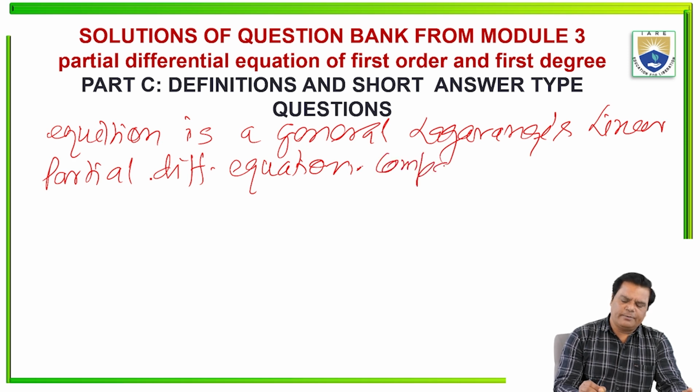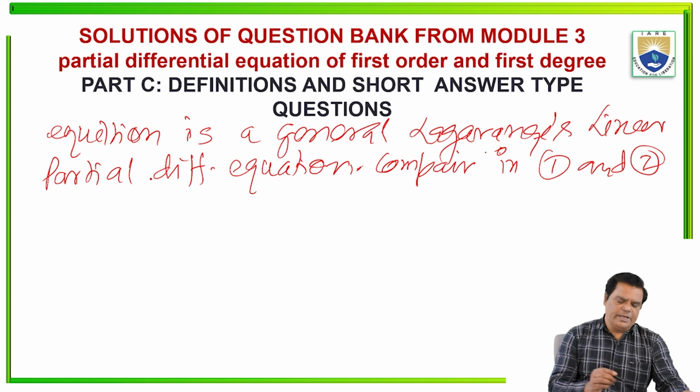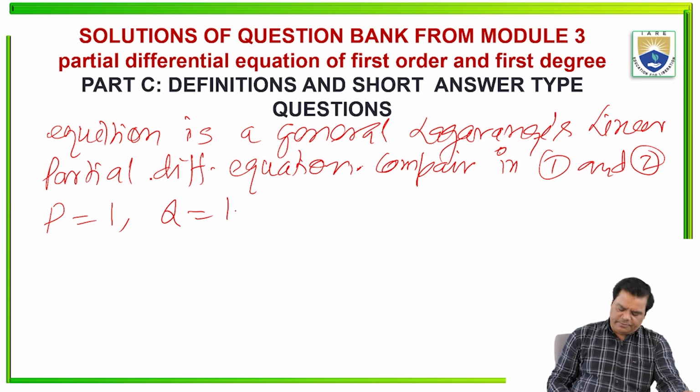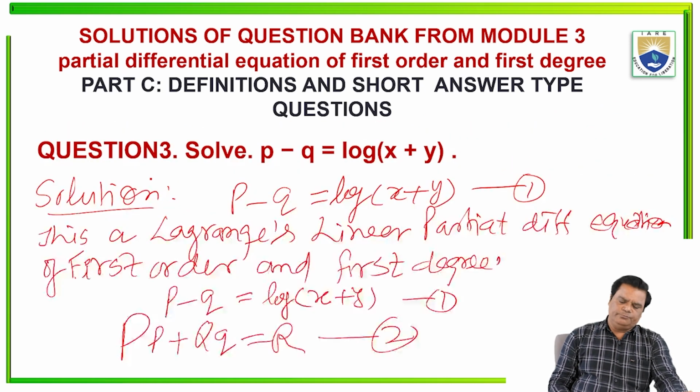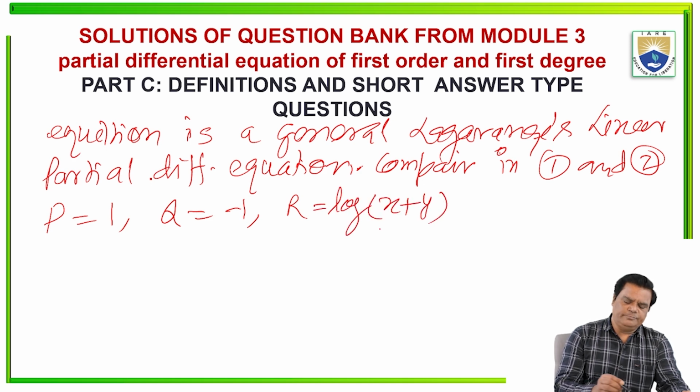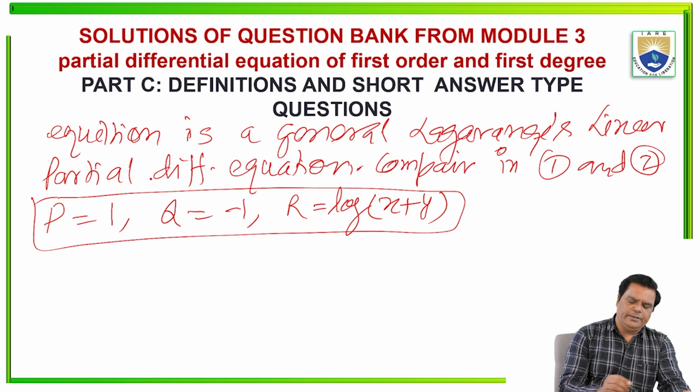Compare 1 and 2. Comparing 1 and 2, then we get here P is 1, Q is minus 1, and R is log x plus y. Okay, this is 3.